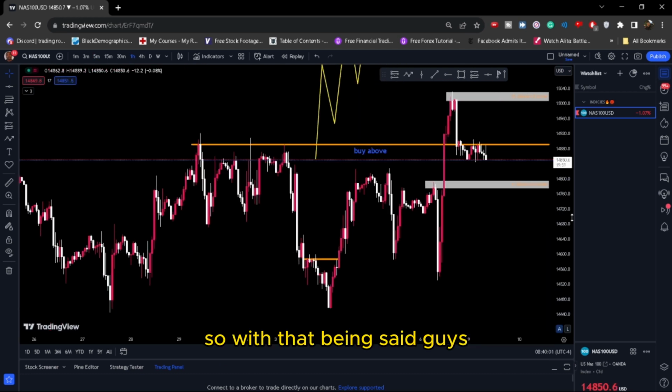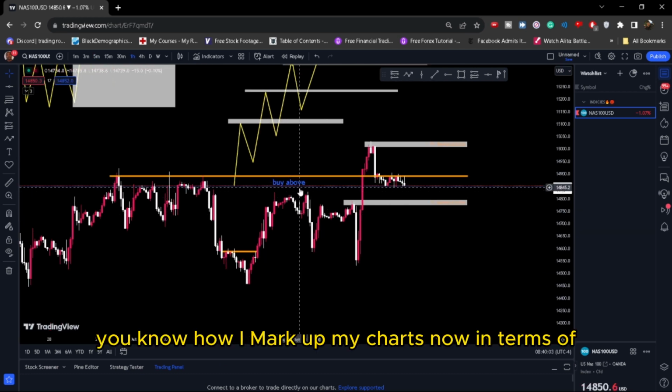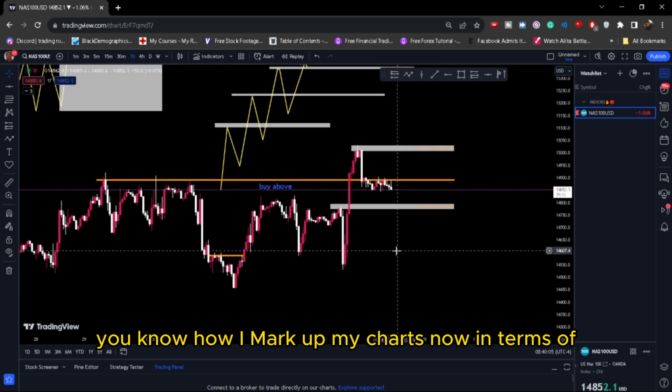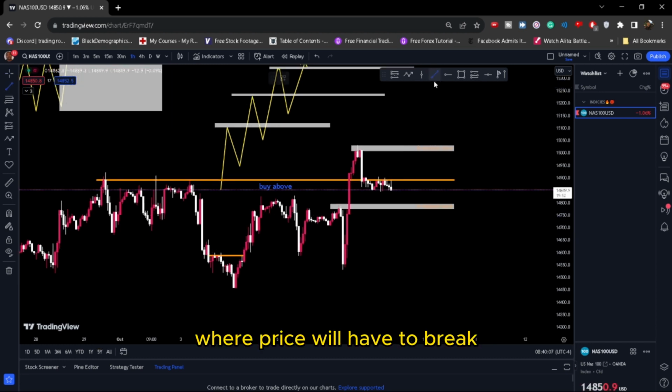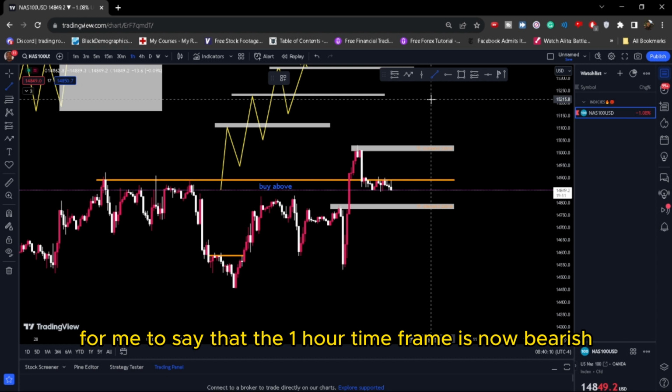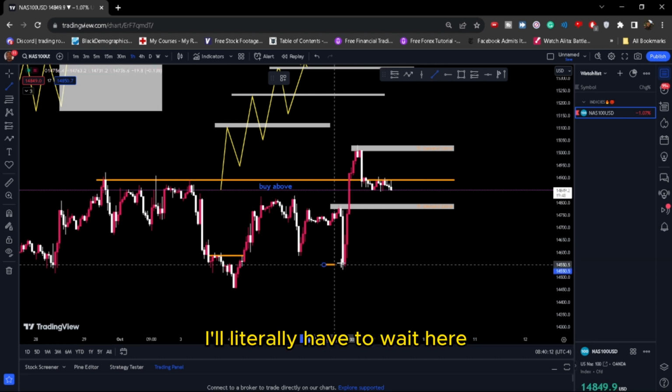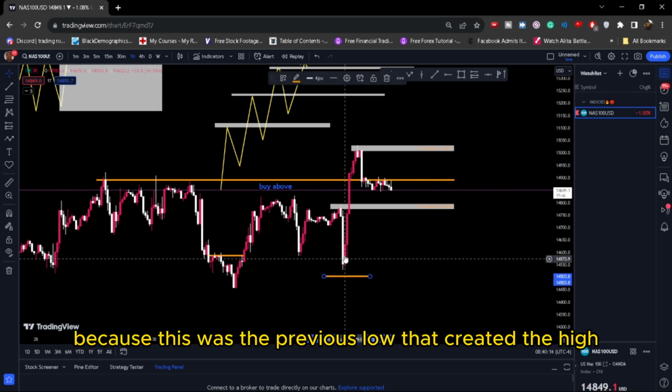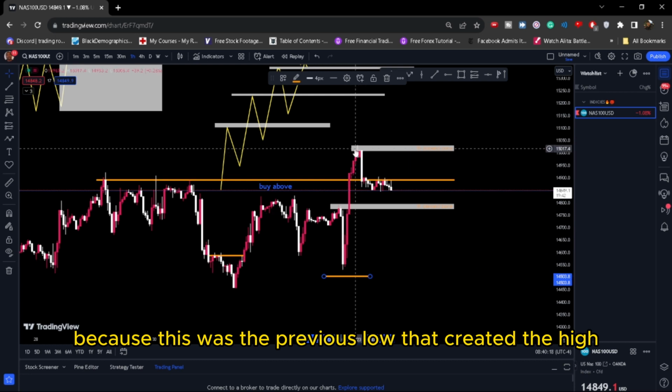So with that being said, guys, this is basically how I'd mark up my charts. Now, in terms of where price will have to break for me to say that the 1 hour time frame is now bearish, I'll have to wait here, because this was the previous low that created the high.